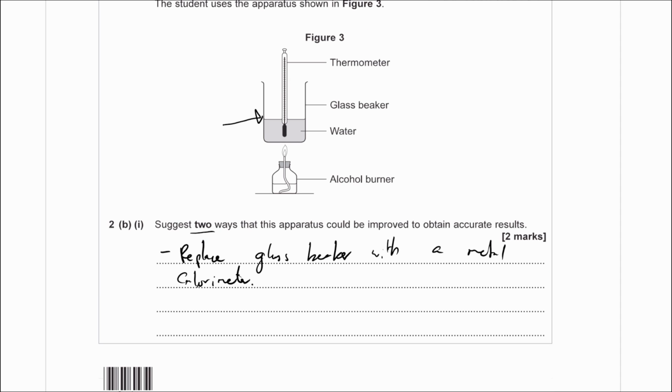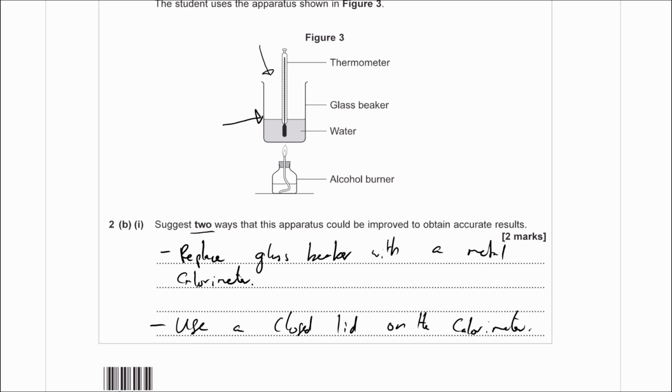Alright, now on the same note, we don't want to lose any heat. We can see here that this glass beaker is open at the top, which means that as you're heating, the water is also going to be losing heat to the surroundings. We want to keep that heat in as much as possible. So I'm going to say use a closed lid on the calorimeter, because that will stop heat escaping. Now, that's already good for 2 marks, so we're going to stop there.